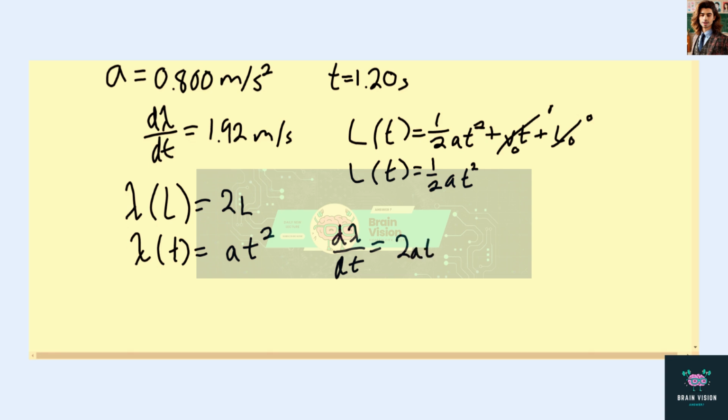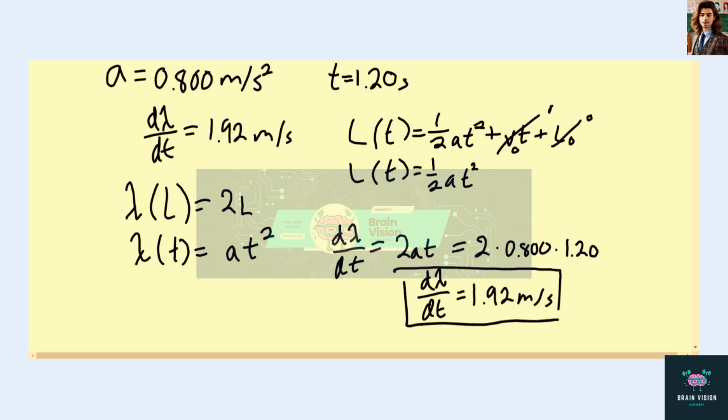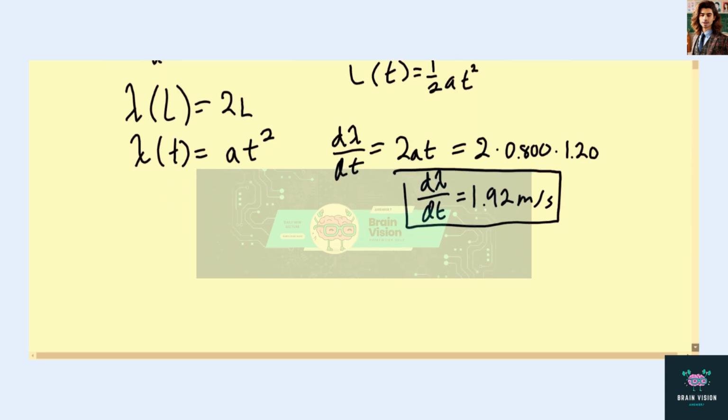Then we want to evaluate this at t equals 1.2 seconds. At the time that we care about, the rate of change of the wavelength of these transverse waves is equal to 2 times 0.800 times 1.20. If you plug that into your calculator, you will get that d lambda dt is in fact 1.92 meters per second. So that's how you do part A. Part B is a yes or no question.